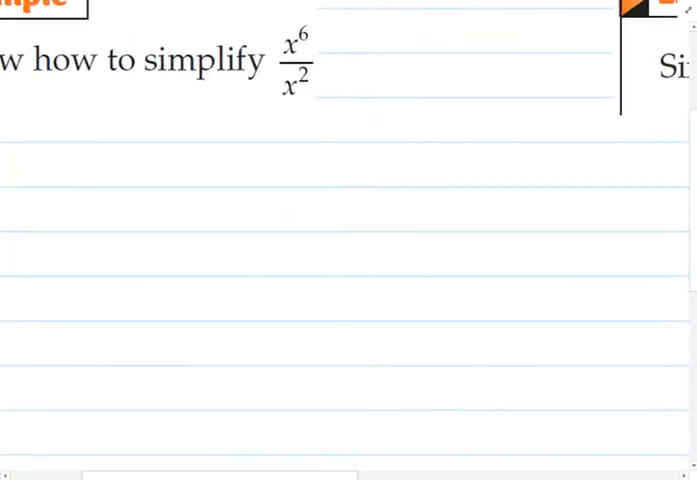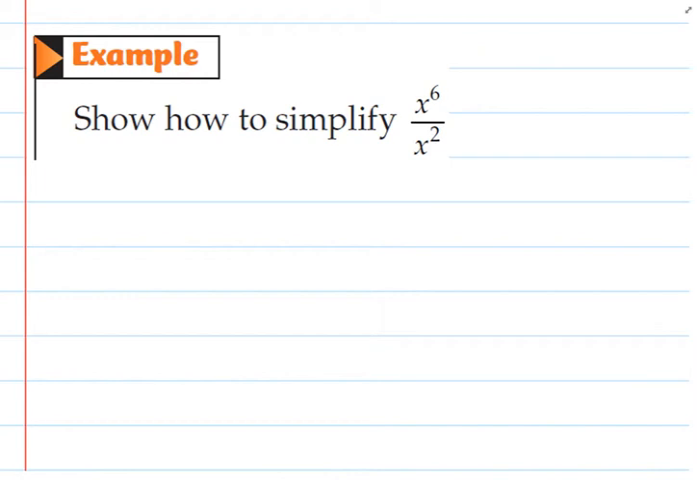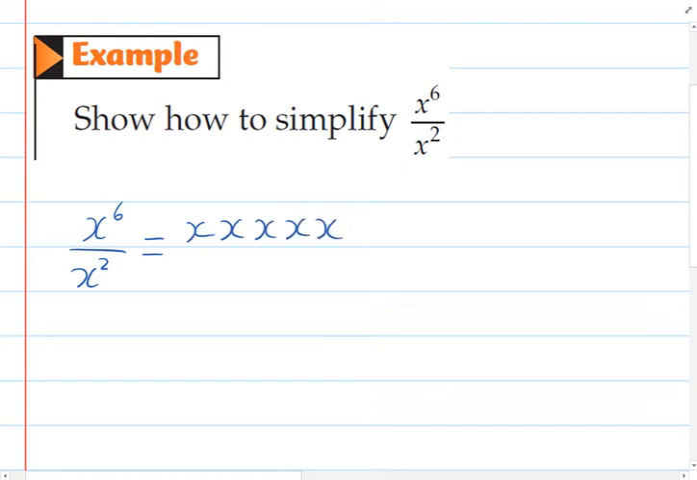And so here's our first example, and I'm going to show you two ways to work this out. The first way you can work it out is, first of all, we have to write out the question. That's our expectation, isn't it? So the first way we can work it out is by writing out all of the x's that are timesing. So I've got 6 x's timesing on top and 2 x's timesing on bottom.